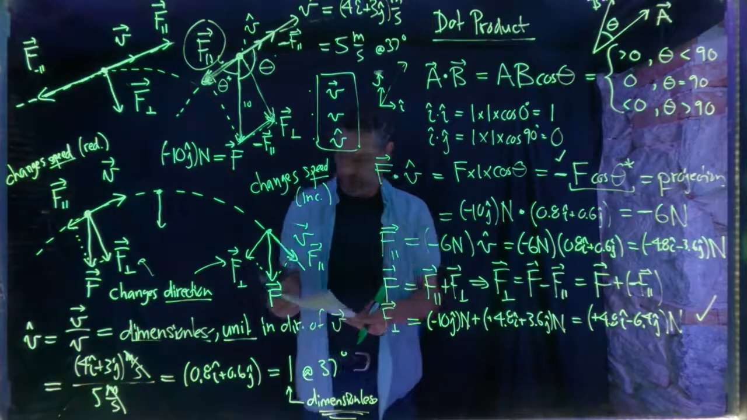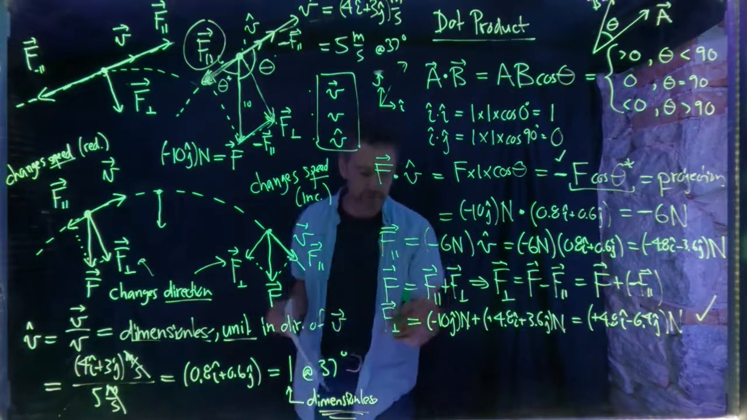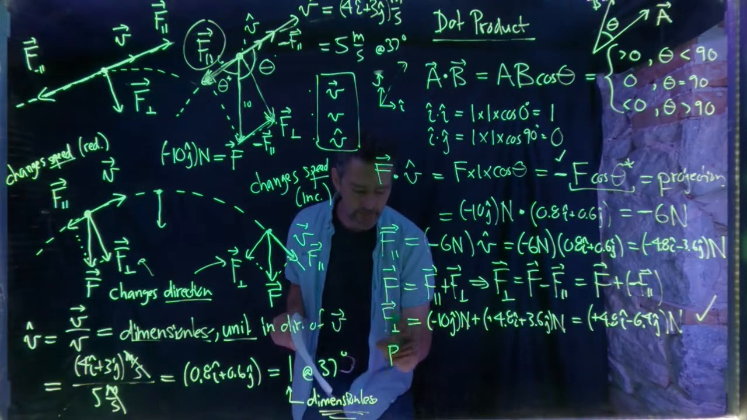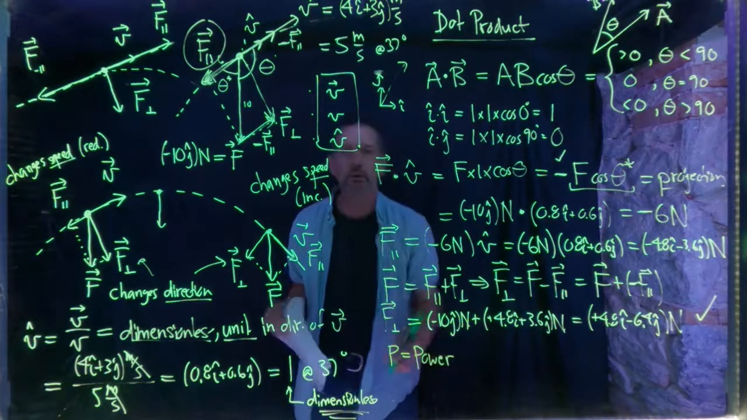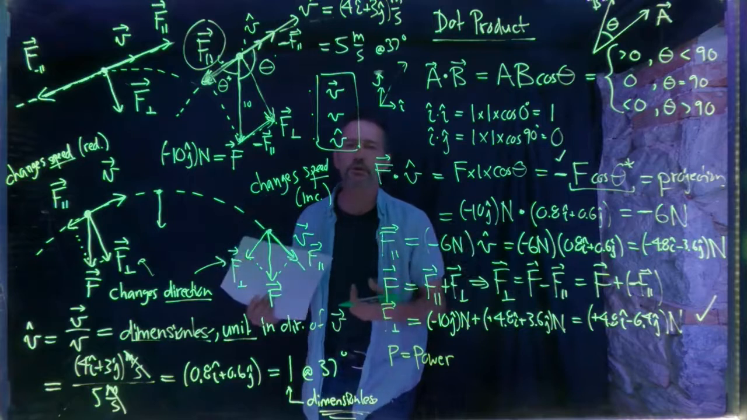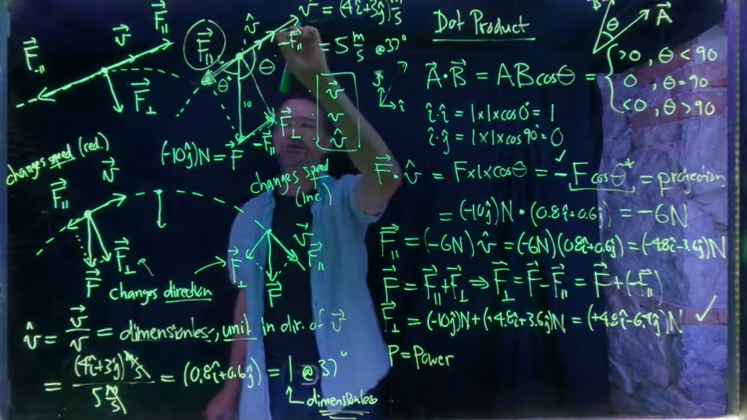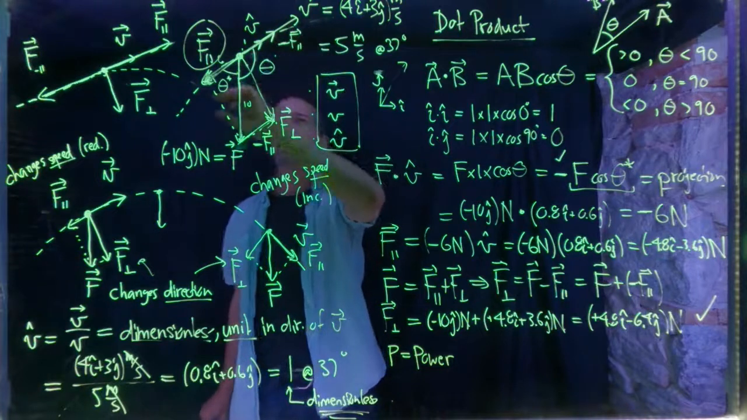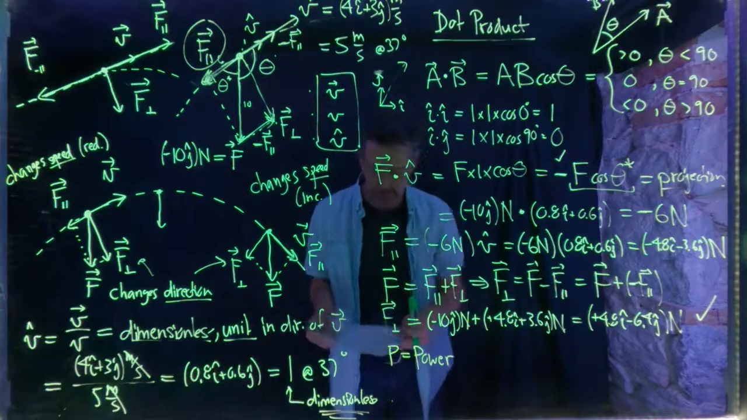So now, let me do one last thing here, which shows you how useful this is. I think we might be able to squeeze it down here. So what we do is we define power. So P is power. So power is the rate at which energy is being transferred to this object. This object has some kinetic energy, it's in motion, and the power that we're going to calculate is the rate at which its kinetic energy is changing.